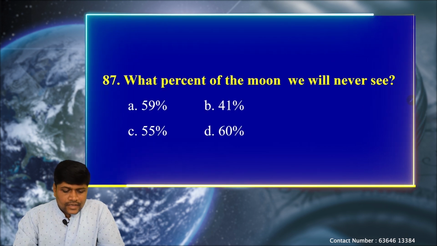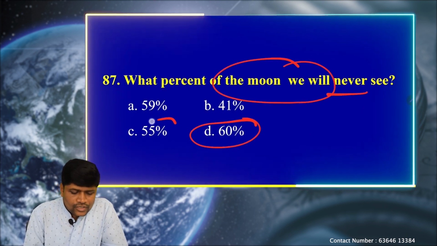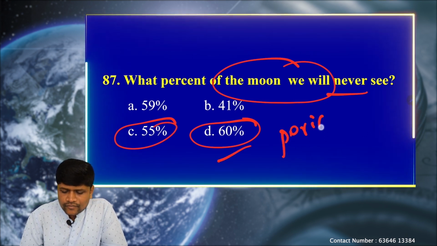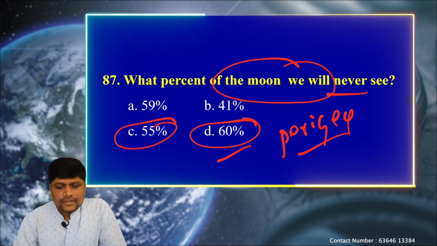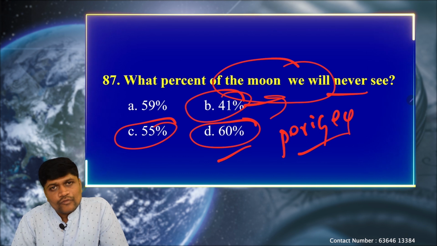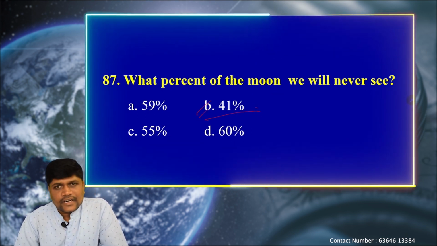So in that case, what percent of the moon will we never see? We said usually in normal times it will be up to 55%, and in some perigee conditions it will come up to almost 60%. Okay, so hardly 40% of the moon we will never see. Okay, so option B is the correct one.